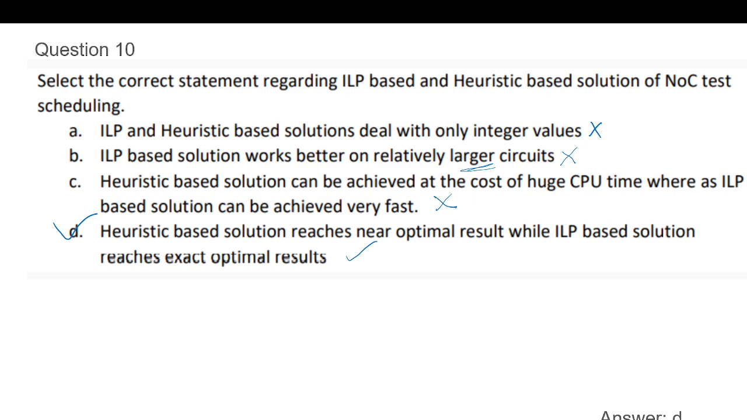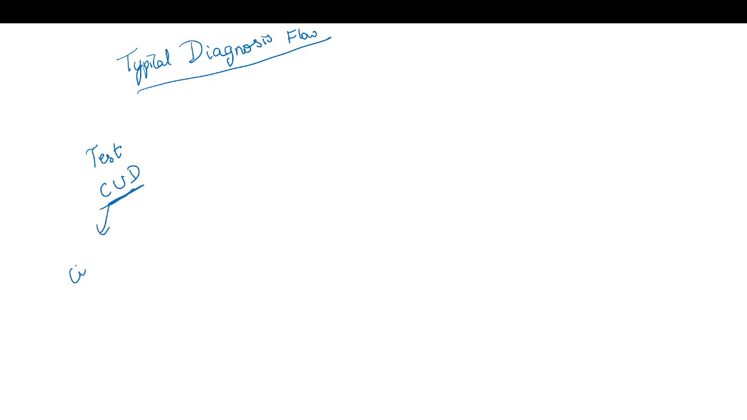So next we will see one more topic. If no doubts, we will proceed with some diagnostic flow. So what does diagnostic flow mean? Say we have a CUD, which is circuit under diagnosis.